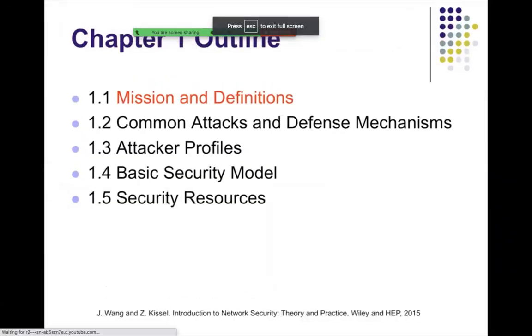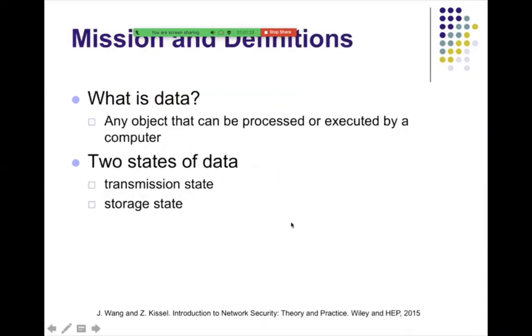We now look at the mission and definitions of network security. First, we know that network security is to protect our communications. Our communications are considered as data in a very broad sense, which means that any object that can be processed or executed by a computer is data. Hence, data includes a text file in any kind of format.